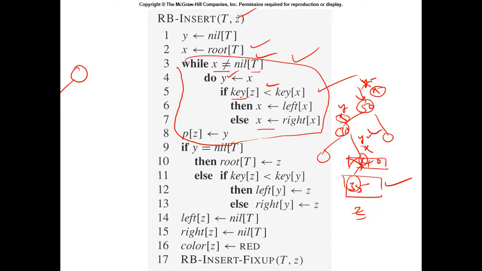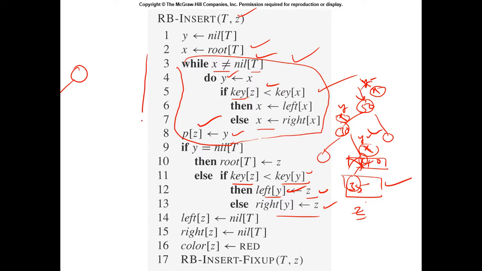So y is your parent. You can see x is null, but y is here itself at 40. So y is your parent. That's how exactly p of z, this is your z, and this p of z is nothing but your y. Now this z has to be attached to its parent, that is y. So how do you attach? If it is less than the parent, you attach to the left. Otherwise, you attach to the right. So you can see here, key of z with key of y you're comparing. If it is less, then z is going to be attached to the left of its parent. Otherwise, it will be attached to the right of its parent.